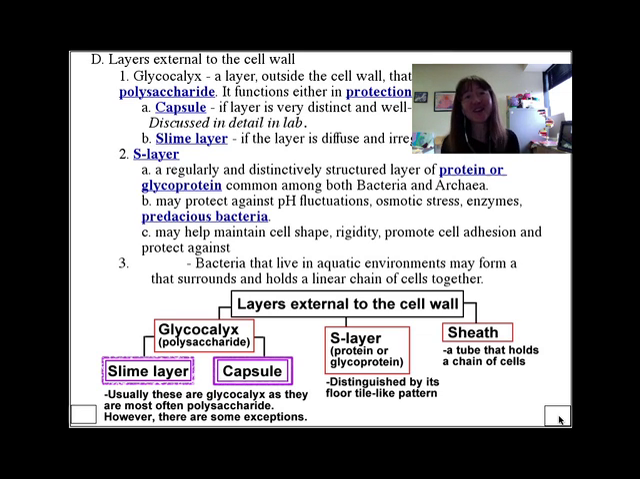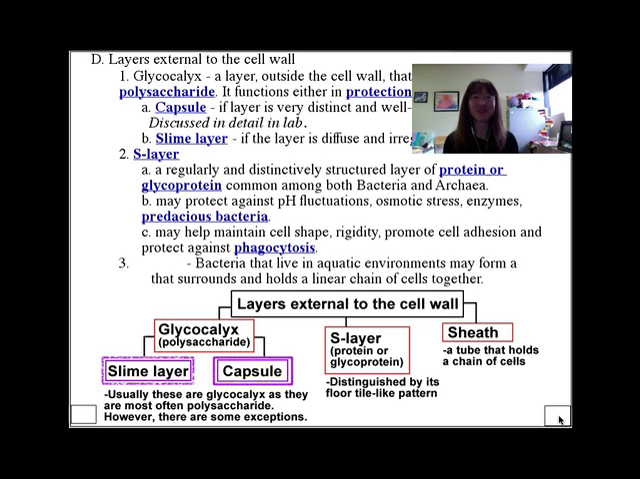There is one called Bdellovibrio, and this is totally violent, but what it does is it comes and winds itself up using flagella rotation, and it smacks into a prey cell and bores a hole into it. Well, if a cell has an S layer, that floor tile-like pattern would protect it from the boring of this predaceous bacterium. So these also may help maintain cell shape, rigidity, promote adhesion, and protect against phagocytosis.